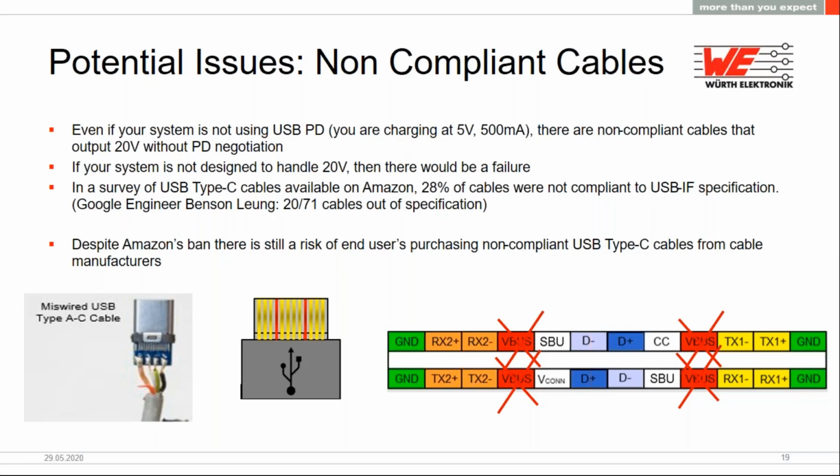Based on the survey on USB Type-C cables, almost 28% of the cables in the market are non-compliant. All the major companies have put restrictions on selling these cables. There is a very good chance that we might end up purchasing one if we are not careful enough while buying it.